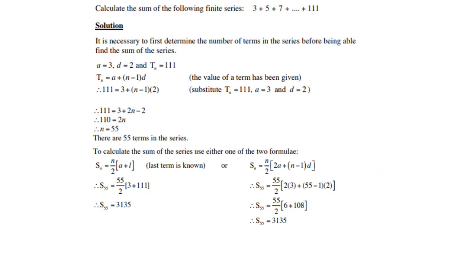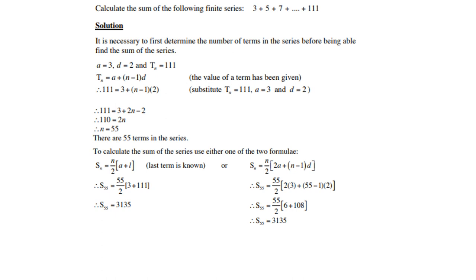Let's look at another example. Calculate the sum of the following finite series: 3 plus 5 plus 7 plus up to 111. So this one has a last term. Therefore, you can use a formula where l is involved. You can choose either of the two formulas, it doesn't matter. However, we need to find out what n is.